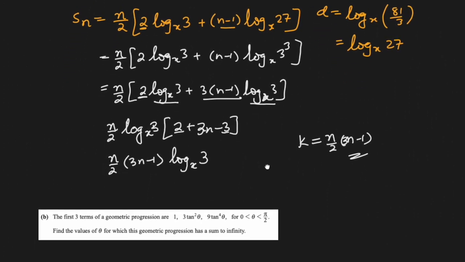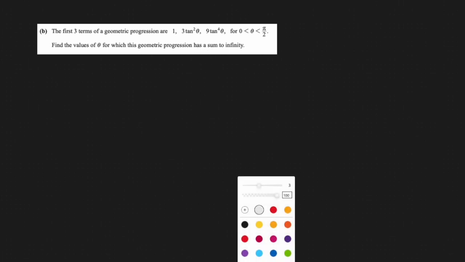Okay, B part. The first three terms of a GP are given. That means they have nothing to do with the A part. Find the value of theta for which the geometric progression has a sum to infinity. So a GP has a sum to infinity when the modulus of r is less than 1. That's what we'll keep in mind. So r is 3 tan squared theta over 1; second term divided by first term is r. So that means this is less than 1.